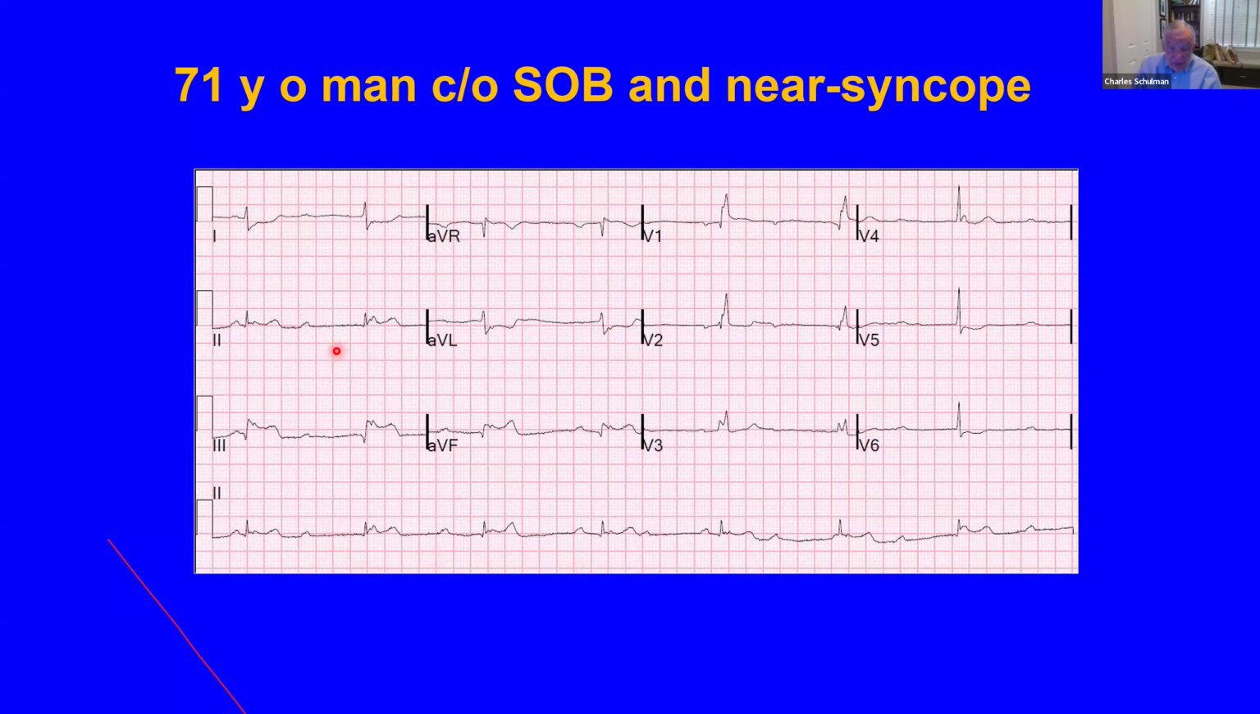You'll also notice that there is ST elevation in leads 2 and 3 and AVF. So we're dealing with inferior myocardial infarction, inferior STEMI, and the ST elevation in lead 3 is greater than lead 2, in which case this indicates that the right coronary artery is the one that's involved.